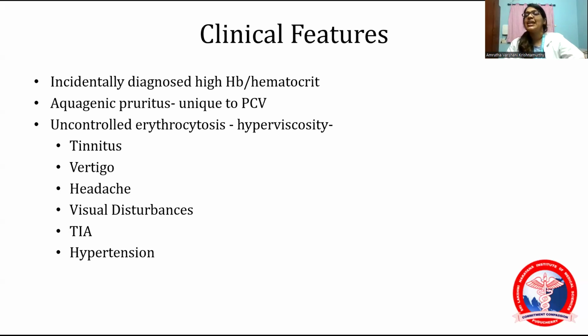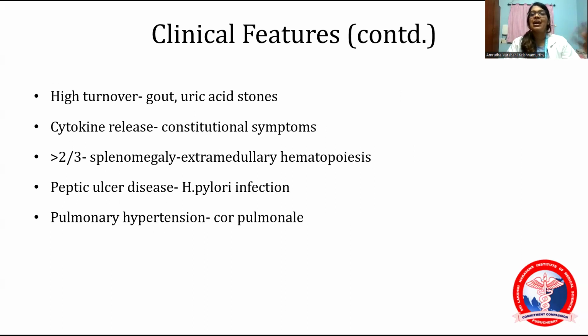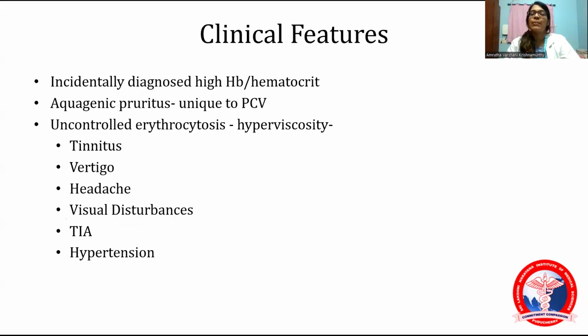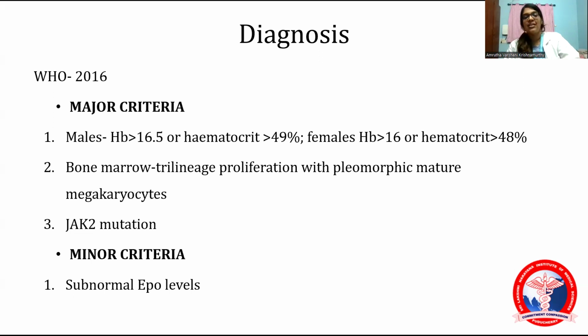Next is clinical features. They can either be incidentally found on routine examination, or if you have a higher index of clinical suspicion, then you can suspect it in patients who have a ruddy complexion, who have very non-specific symptoms like fatigue, malaise, or some tinnitus, vertigo, visual disturbances. Or the patient can present with full-blown thrombosis, which can be cerebral, cardiac, mesenteric, or even Budd-Chiari syndrome. And there are other peculiar symptoms also, one being aquagenic pruritus, one being erythromelalgia, and these are rarer manifestations. So once you suspect, this is how you diagnose.